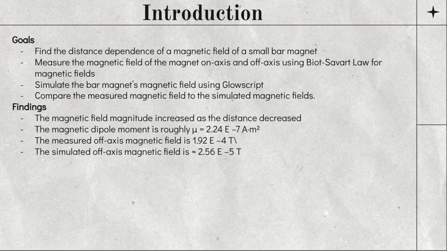One of the major findings is that the magnetic field magnitude increases as the distance increases, and that the magnetic dipole moment is roughly 2.24 times 10 to the negative 7. The measured off-axis magnetic field is 1.92 times 10 to the negative 4, and the simulated off-axis is 2.56 times 10 to the negative 5.